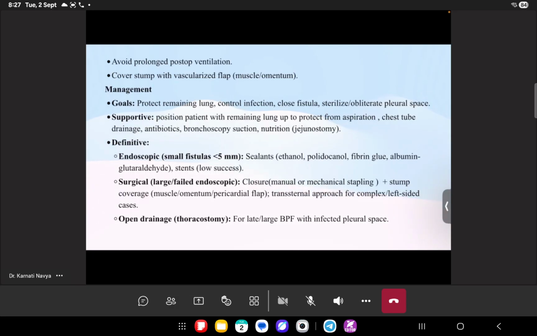Whereas for surgical aspects, for large or failed endoscopic bronchopleural fistulas, a surgical procedure is considered, which includes closure by manual or mechanical stapling, plus covering the stump with a muscle, omentum, or a pericardial flap, and a transsternal approach for complex or left-sided cases. Open drainage thoracostomy for late or large bronchopleural fistula with infected pleural space is considered.